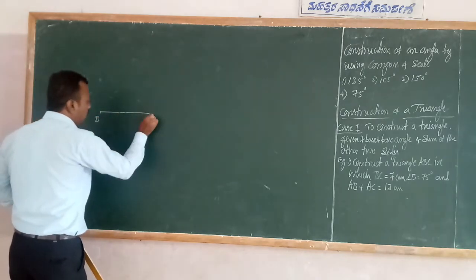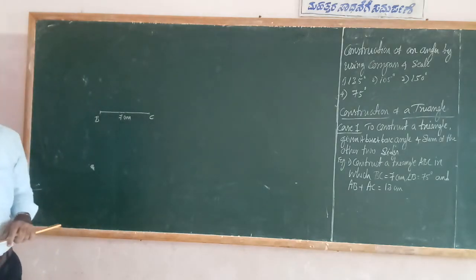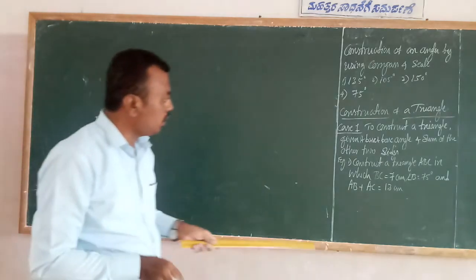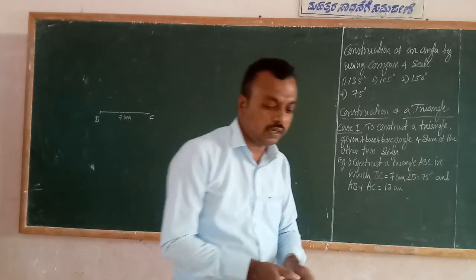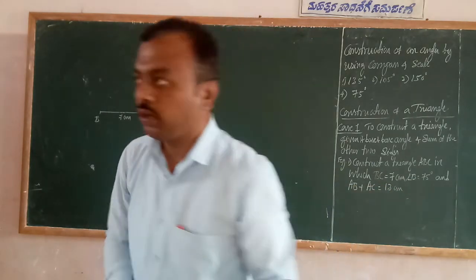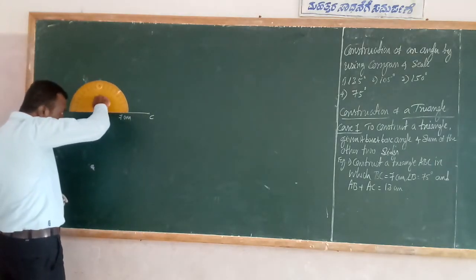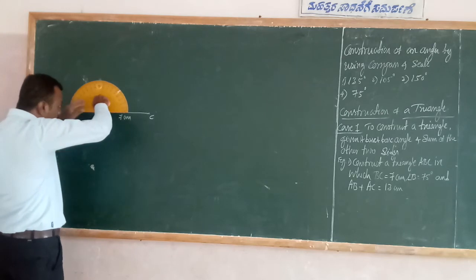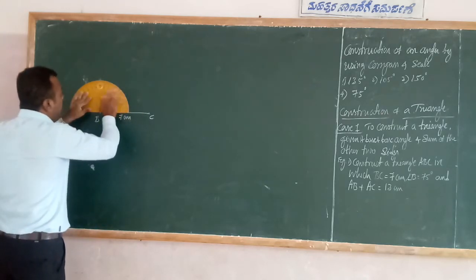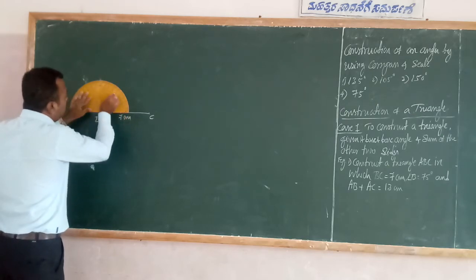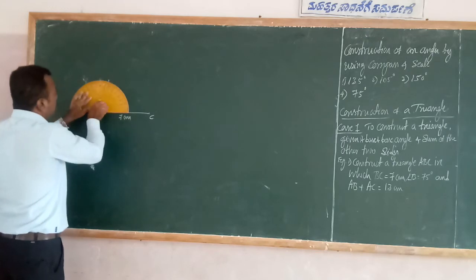BC is a line segment of length 7 centimeter. Now, what is the next one? Construct a triangle ABC in which BC is 7 centimeter, angle B is 75 degree. Using a protractor, keep it on the point B and construct 75 degree. So from 0 here inside I have to count up to 75. This is 75 degree.